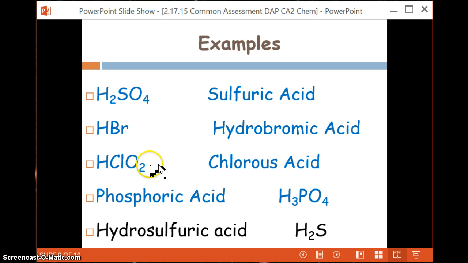This is chlorite, which means the acid has to end in OUS, so this becomes chlorous acid. So I used atic-itis for these, the first and the third one, and then this one doesn't have an oxygen, so I have to use hydro.